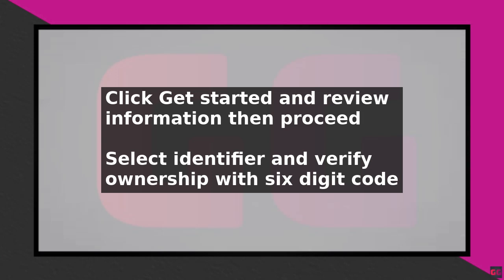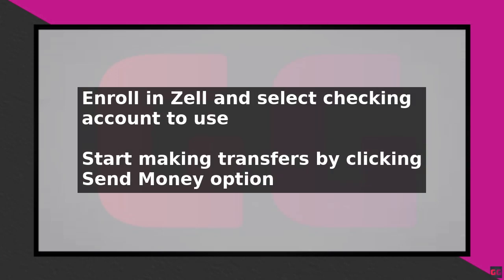After reading the notice and clicking OK, you will need to verify that you own the identifier using a 6-digit verification code. Enter the code and click Yes. Continue. If you have already used the identifier with another bank, you will need to transfer it. Then, you can select which checking account to use with Zelle and click Confirm Account.